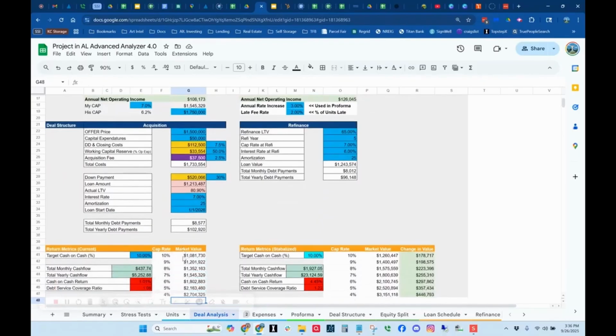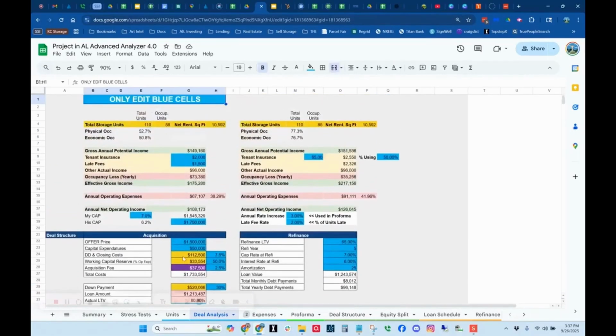Now if you come down, this is going to be what the current metrics look like. At a 7% cap rate here, the market value is $1.5 million. You'll be getting a cash-on-cash return of 1% and a debt service coverage ratio of 1.05, which isn't terrible, but the banks want it to be 1.25.